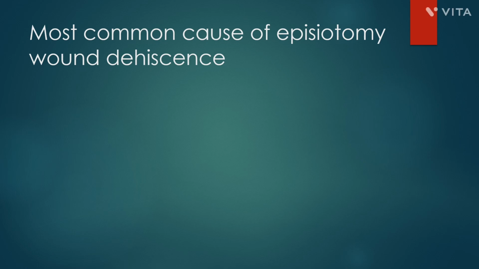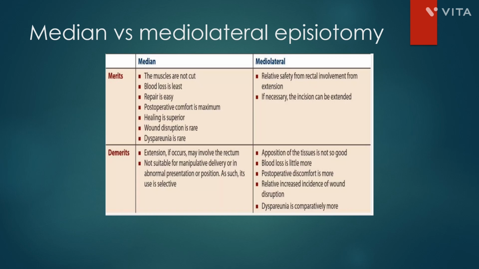Most common cause of episiotomy wound dehiscence, it is infection. Now, why is median episiotomy better than mediolateral? It is because blood loss is less and repair is easy. But otherwise, the rectal sphincter involvement and all is more with median. But the repair is easier and bleeding is lesser in median.